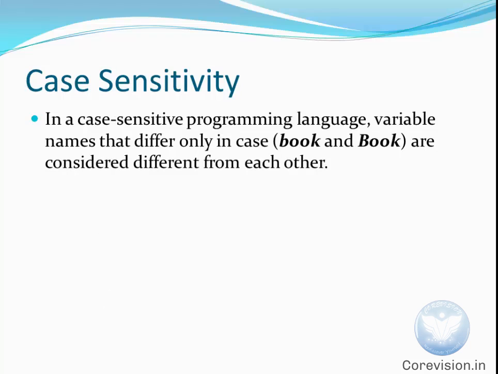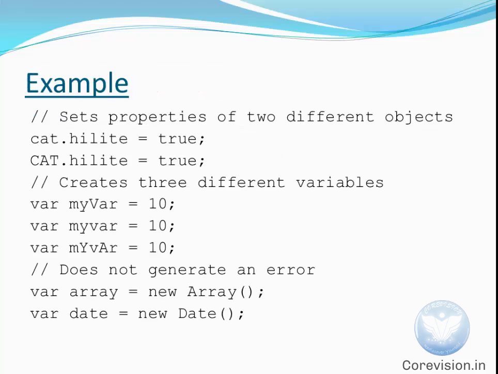Case sensitivity. In a case-sensitive programming language, variable names that differ only in case are considered different from each other. Example: book and capital Book. Look at these examples. Cat written in small letters and Cat written in capital letters are different objects.